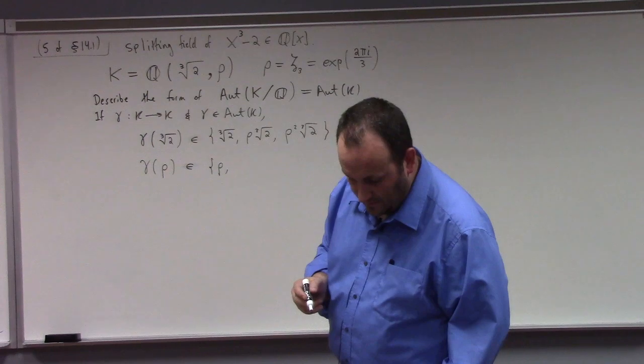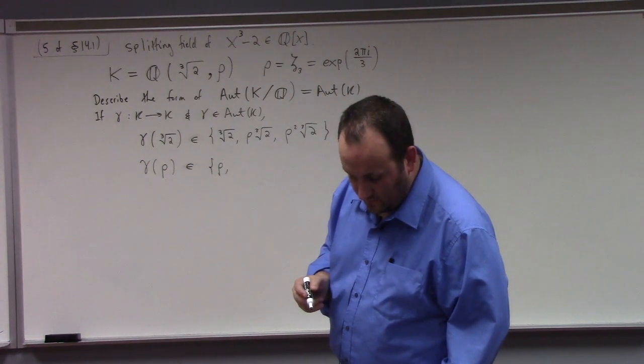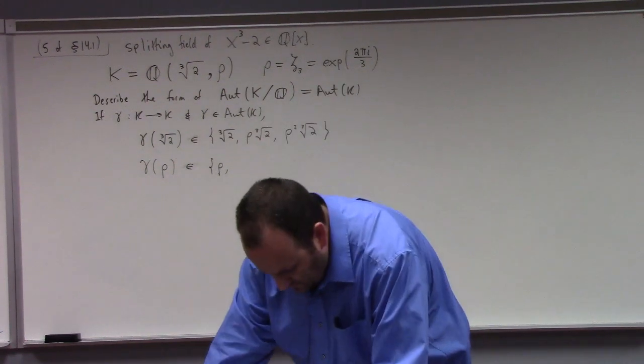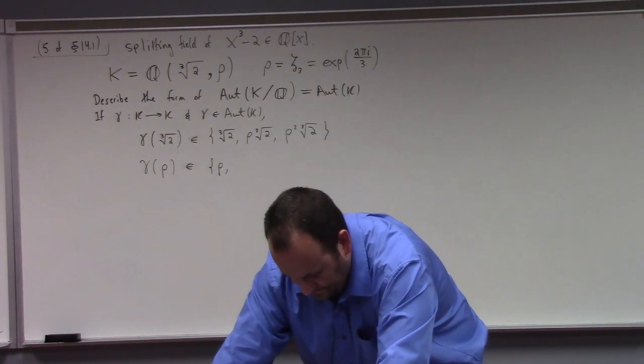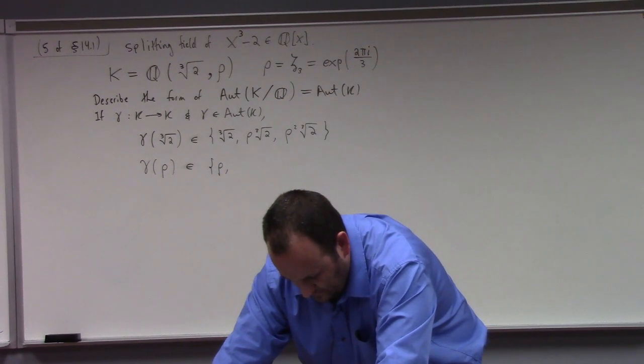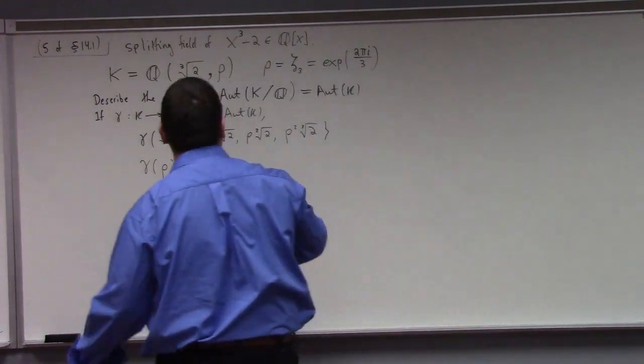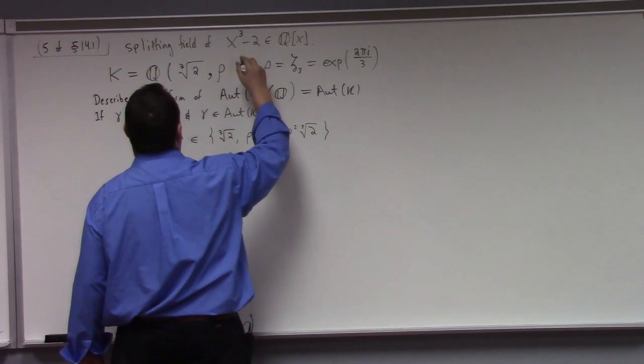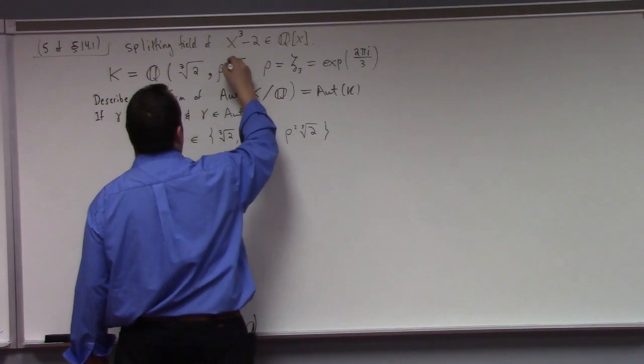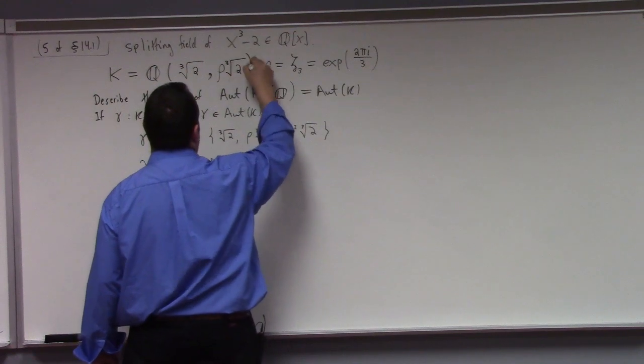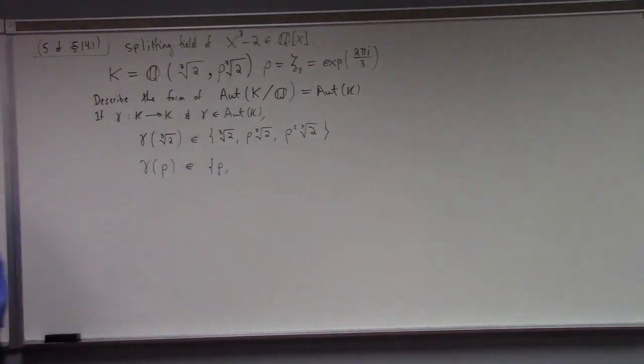Any automorphism maps each of these two elements to one of the roots. Oh, I haven't said this correctly. I'm sorry. That's not right. I was supposed to put, I wanted to put that here. I'm so sorry. Notice my correction.